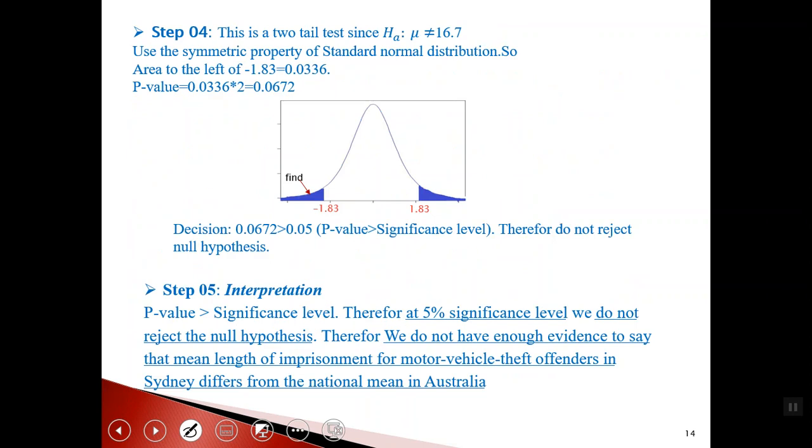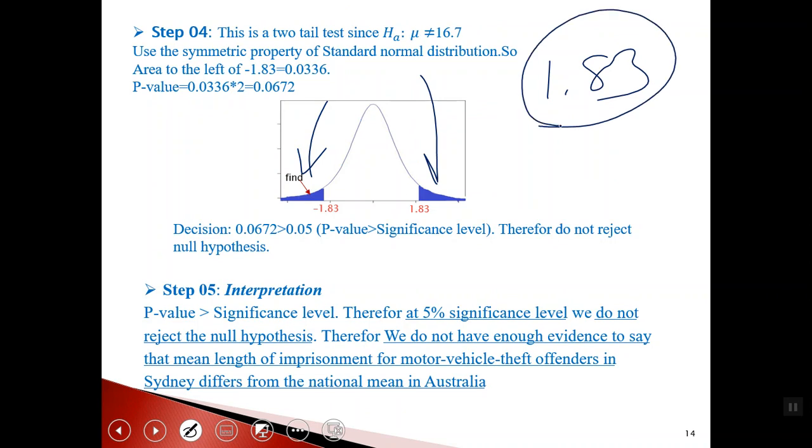This is a two-tail test. You will be having two areas like this. So what is the p-value based on... I don't remember the value. Sorry, it is 1.83. So based on 1.83, convert this into a p-value and it is going to be 0.0672. Please check chapter 9.3 to see how we calculate the p-value for the two-tail case.